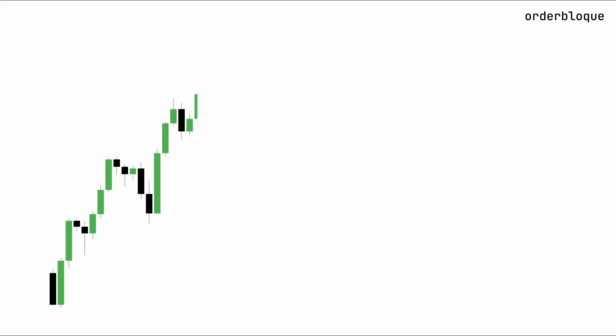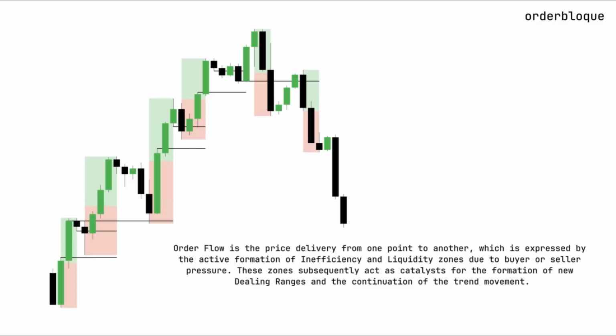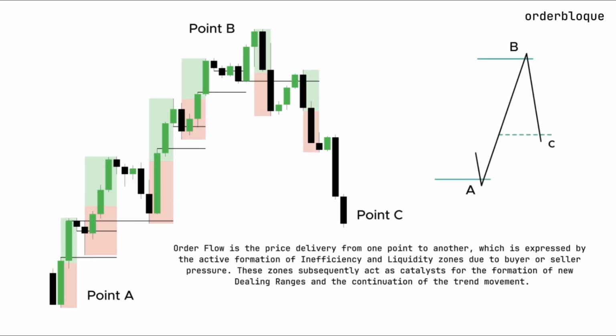If we summarize and give a general definition of what order flow is, we get approximately the following formulation. Order flow is the price delivery from one point to another, which is expressed by the active formation of inefficiency and liquidity zones due to buyer or seller pressure. These zones subsequently act as catalysts for the formation of new dealing ranges and the continuation of the trend movement.